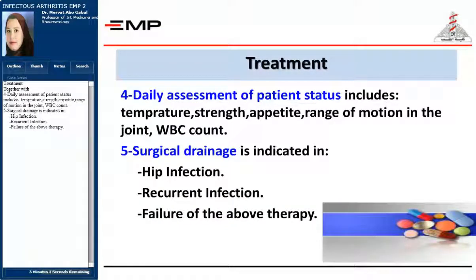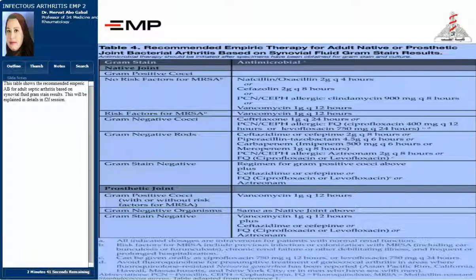Continuing treatment, there must be daily assessment of patient status, which includes evaluation of temperature, strength, appetite, range of movement of the joint, and white cell count. Surgical drainage is indicated in hip infection, recurrent infection, and failure of the above therapy. This table shows the recommended empiric antibiotic for adult septic arthritis based on synovial fluid gram stain results. This will be explained in detail in the face-to-face session.